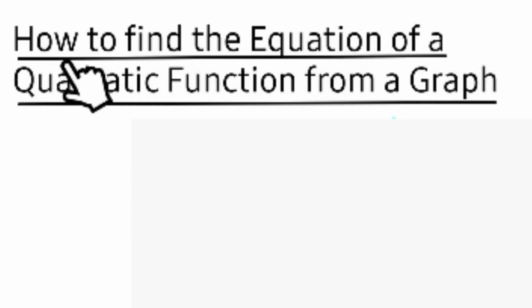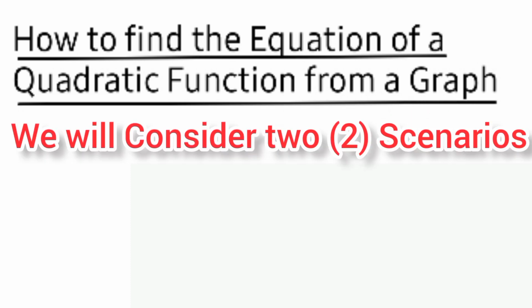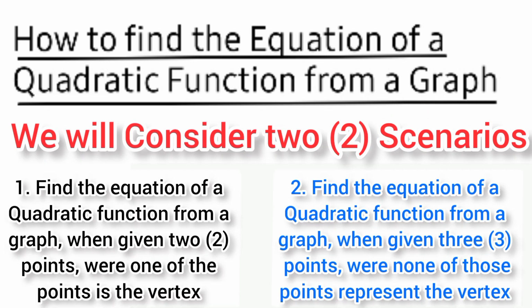I'll teach you how to find the equation of a quadratic function from a graph. We'll consider two scenarios. The first scenario is to find the equation of a quadratic function from a graph when given 2 points, where one of the points is the vertex. The second scenario is where we're expected to find the equation of a quadratic function when given 3 points, where none of those points represent the vertex.